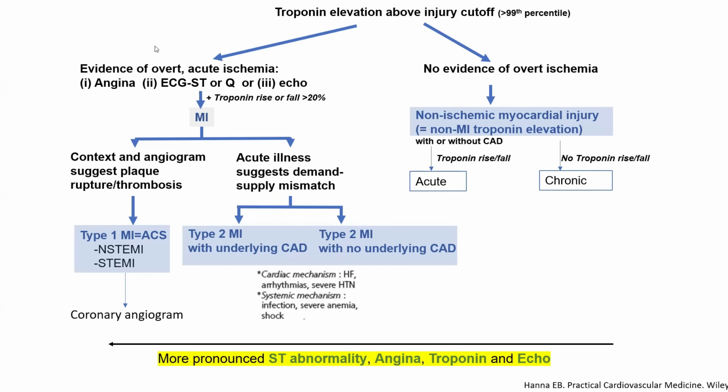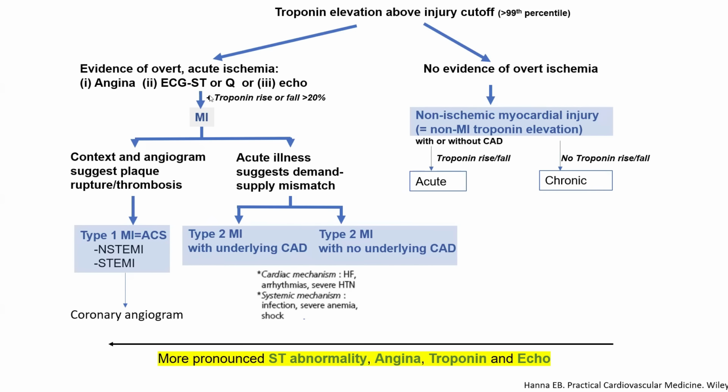So you need troponin elevation and clinical evidence of acute ischemia by one of the following 3. Angina, EKG with dynamic ST abnormality or evolving Q waves, or the third one, echo abnormality, and specifically segmental wall motion abnormality, not global dysfunction, which is not specific.